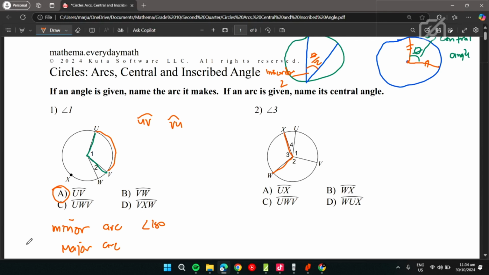Number 2, angle 3. What arc did we create? Alright. We actually created arc WX, right? This is arc WX. So this is actually letter B. Or, if you prefer XW, that's also possible. Alright? That's also possible.